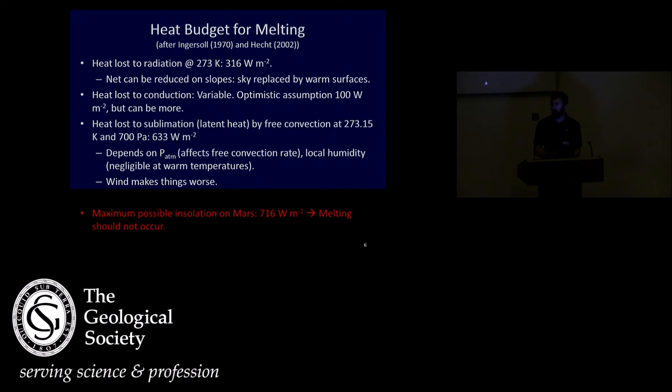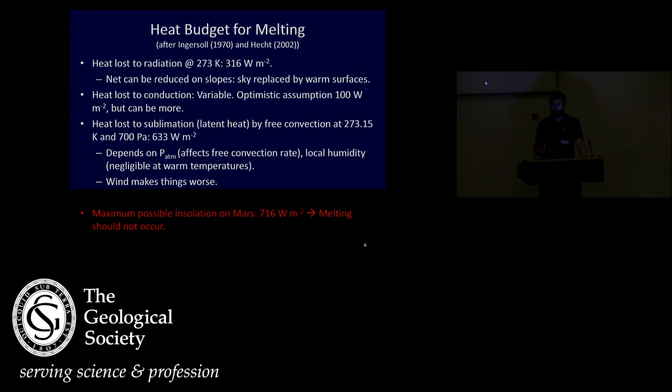And so it may be that frost is still the driver there, but I think we can say that it's not due to melting. And the reason for this is based on the heat budget, which goes back to Ingersoll in the 70s. And Margot Vals was talking yesterday about continuation of this idea. The basic problem is that the latent heat loss to sublimation prevents you from ever getting to the normal melting temperature. So the heat lost at 273 K is over 300 watts per square meter to radiation.